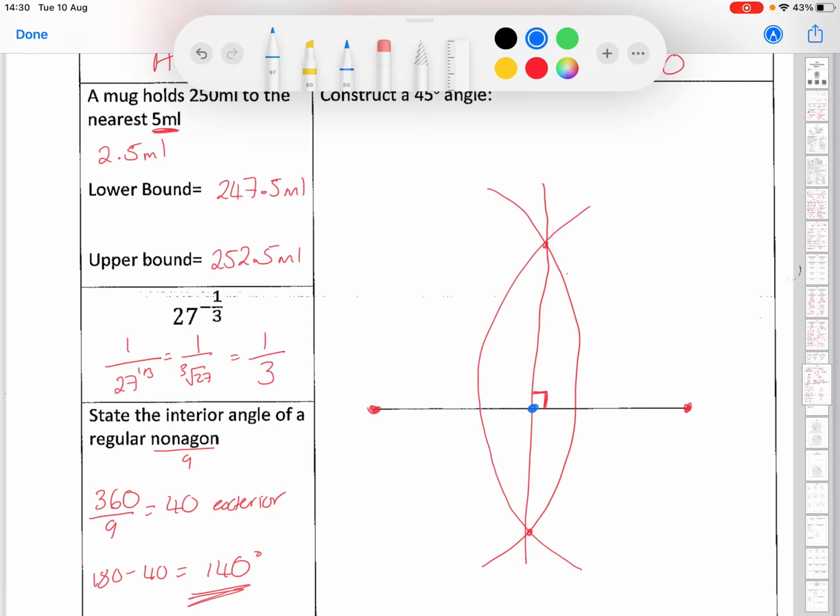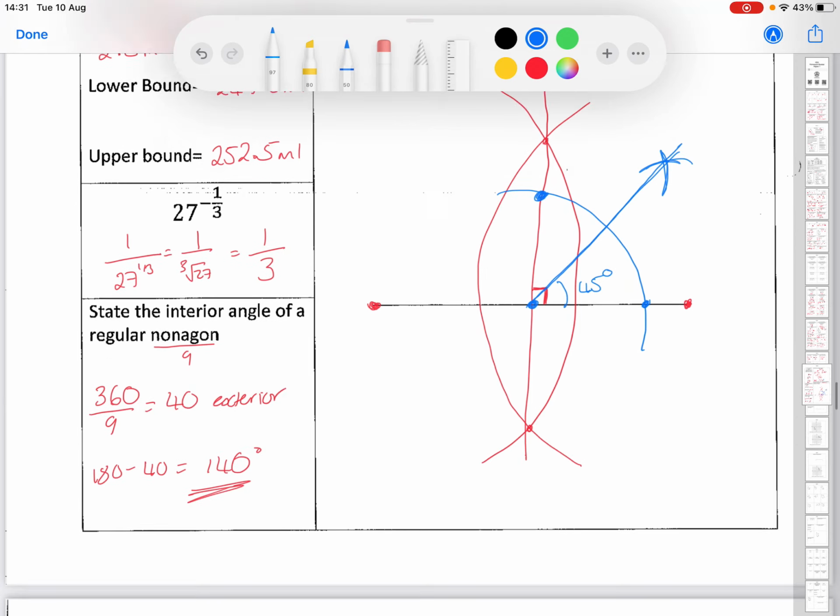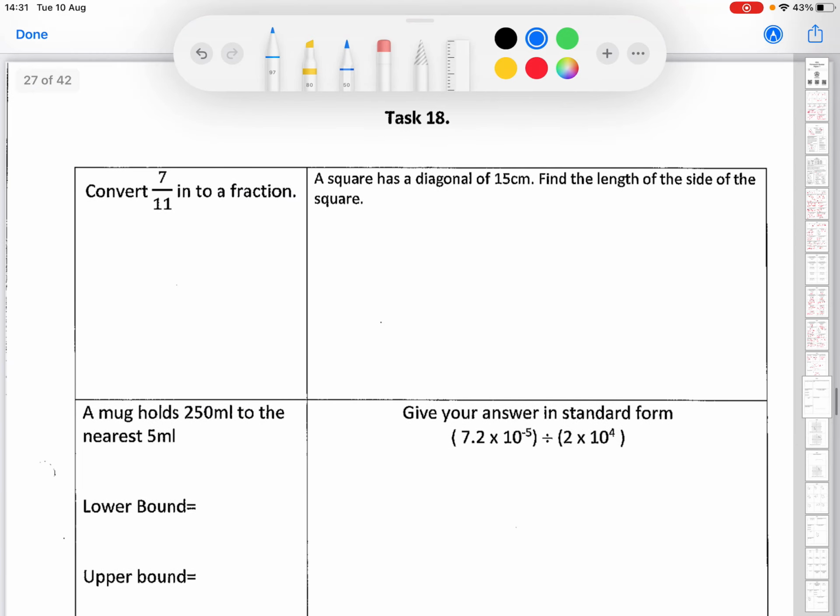To make a 45 one, we just need to split that in half. So we're going to put your compass point here, just where you've just intersected your line. And we're going to draw a nice arc. So it's just cut this line here. You're going to cut this line here. So put your compass point back up here and draw a nice arc. Compass point here, draw another little arc. And hopefully, when you join that arc, that cross up to the middle, it cuts it, and that is 45 degrees. Okay. Right, task 18.